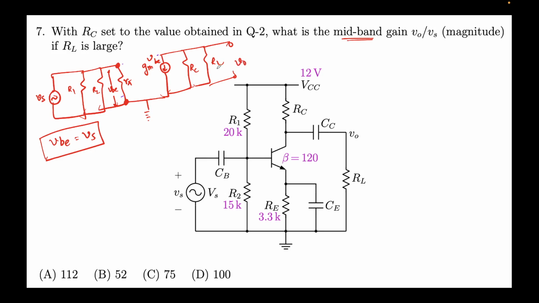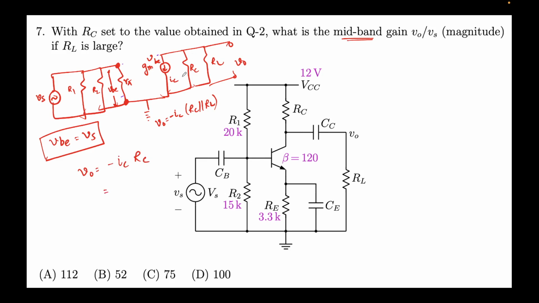So let's call this current IC for simplicity. We can say V0 is nothing but minus IC times RC parallel RL, because the current will flow in this direction. So V0 equal to minus IC RC parallel RL. Note that RL is very large, so it will get dropped out. You can assume this is an open circuit, right? So we'll get V0 equal to minus IC times RC.